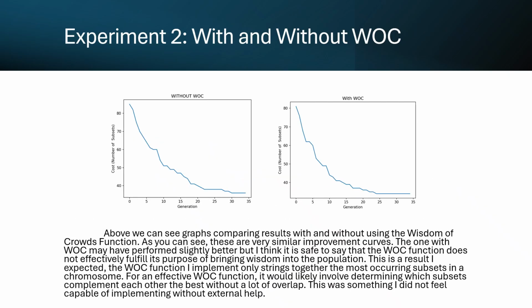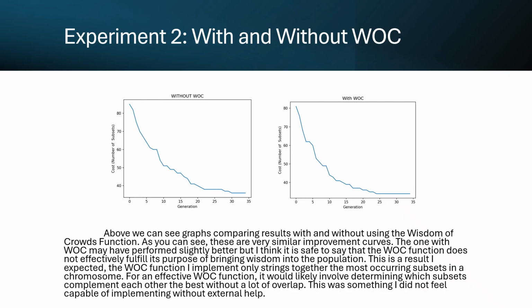Experiment number 2, testing with and without using the wisdom of crowds function. Above we can see the graphs comparing results with and without using the wisdom of crowds function. As you can see, these are very similar improvement curves. The one with wisdom of crowds may have performed slightly better, but I think it is safe to say that the wisdom of crowds function does not effectively fulfill its purpose in bringing wisdom to the population. This is a result I sort of expected.